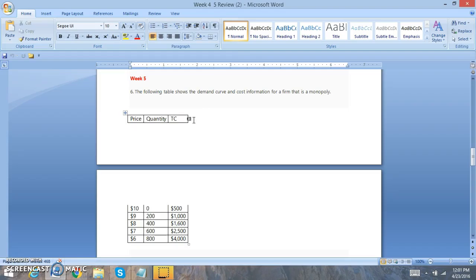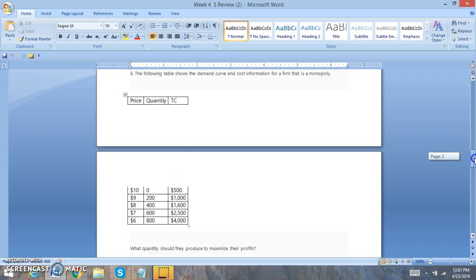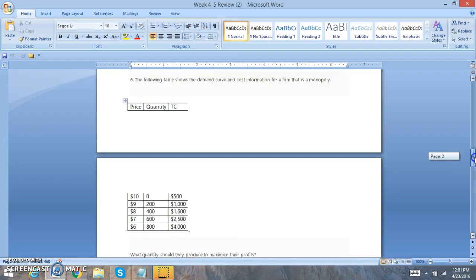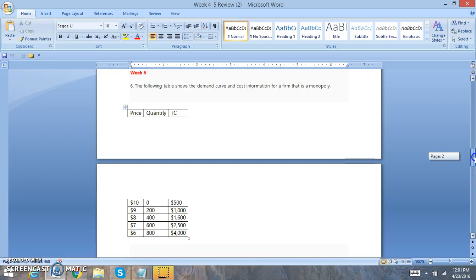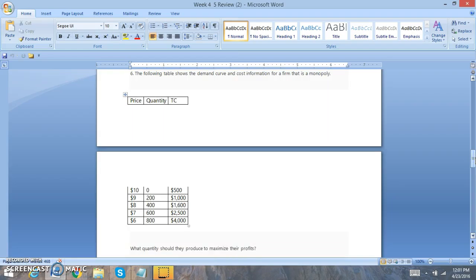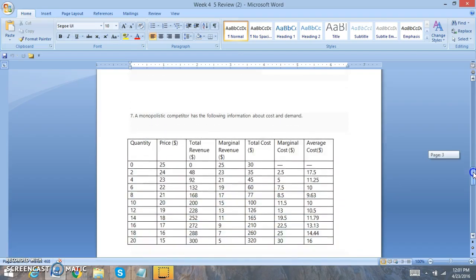Or I shouldn't say total cost, I mean, you have what the total cost is right now. But now we're going to use this information to make decisions. What quantity should they produce to maximize their profits? So now you have the total revenue. Total revenue is just going to be price times quantity. So you have total cost, you can get marginal cost, which is the change, then you can get marginal revenue, which is the change in total revenue. So you have to add those additional columns.